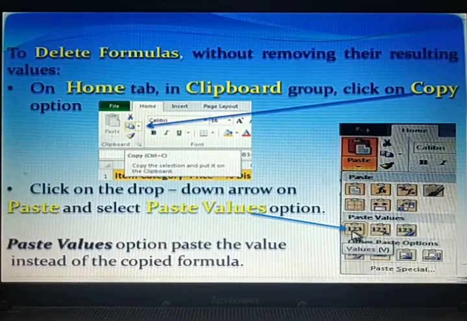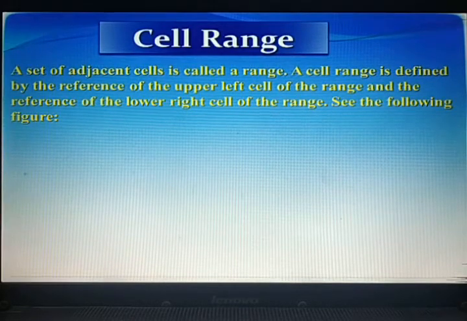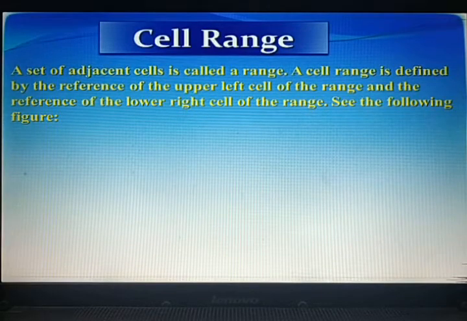Now let's discuss the cell range. A set of adjacent cells is called a range. A cell range is defined by the reference of the upper left cell of the range and the reference of the lower right cell of the range. Cell ranges are denoted by a shorthand that includes the starting cell address of the range, the ending cell address of the range, and a colon between them. The shorthand is used in formulas to perform calculations on a set of values in a range.